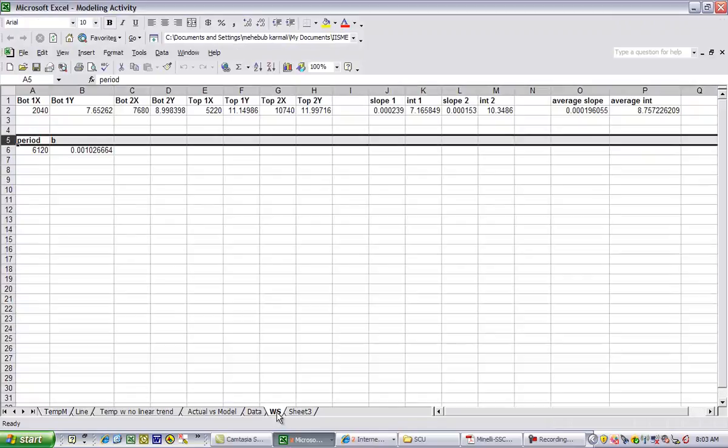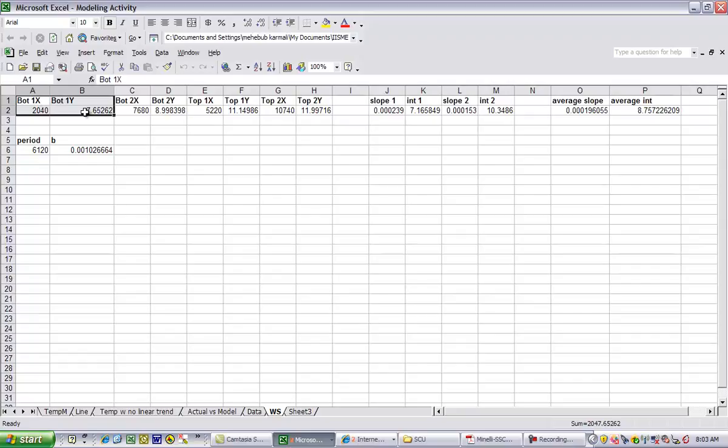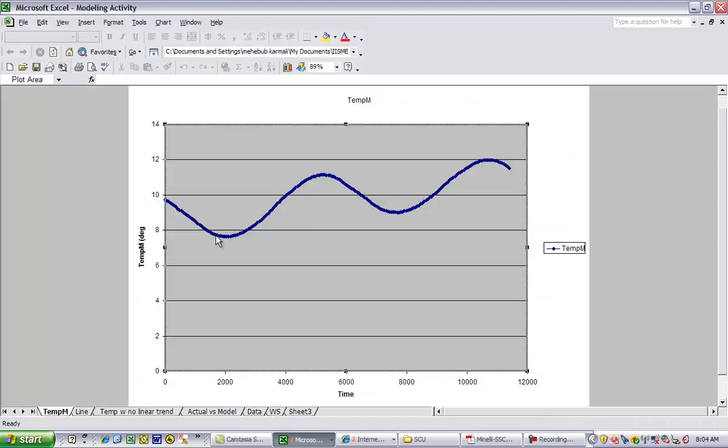WS. So open a new sheet and call it WS, and you'll see that, like I've mentioned to you before, I've already recorded these things, so you see everything there. In your case, you're going to be filling in individual items. So the first two things you see, bottom 1x and bottom 1y, pertain to us having looked at this temperature graph and looked at this point here and picked out its x and y coordinates.